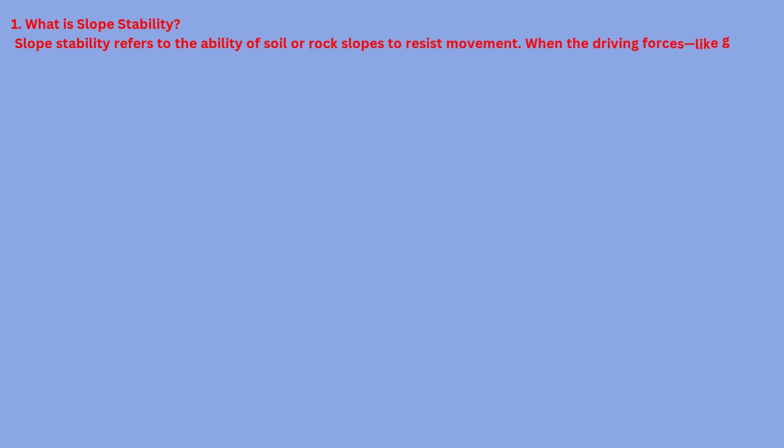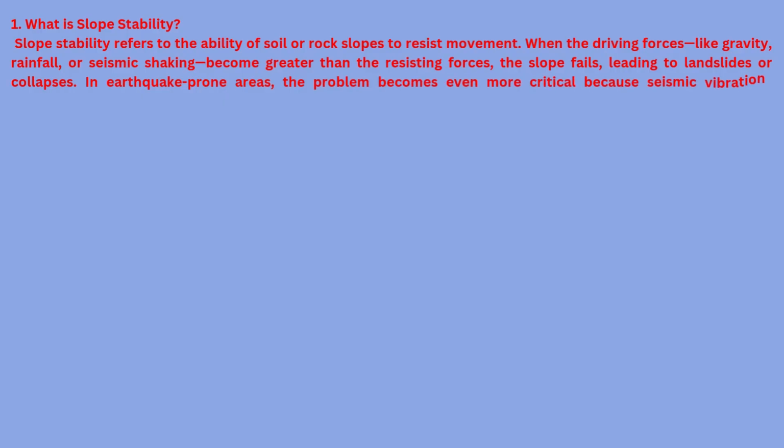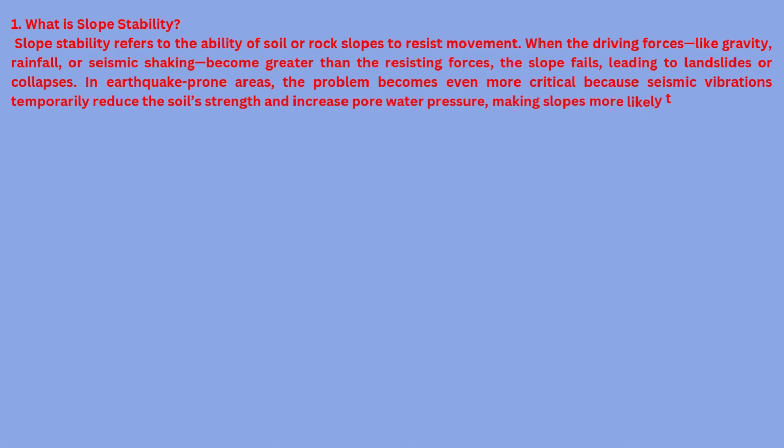1. What is slope stability? Slope stability refers to the ability of soil or rock slopes to resist movement. When the driving forces like gravity, rainfall, or seismic shaking become greater than the resisting forces, the slope fails, leading to landslides or collapses. In earthquake-prone areas, the problem becomes even more critical because seismic vibrations temporarily reduce the soil strength and increase pore water pressure, making slopes more likely to slide.